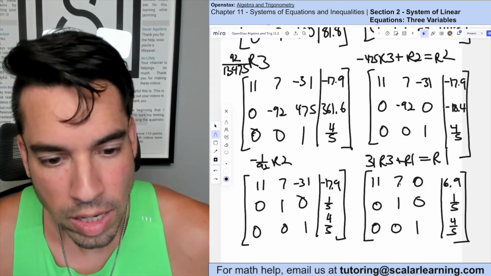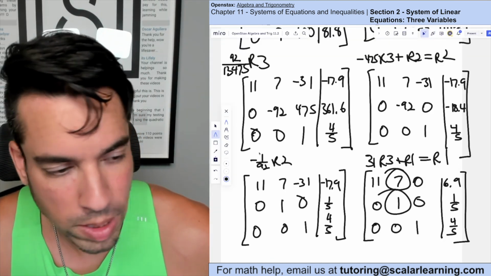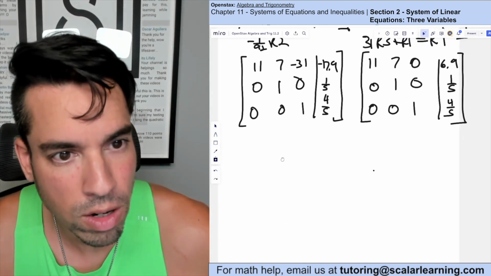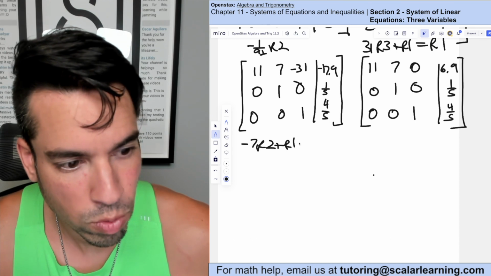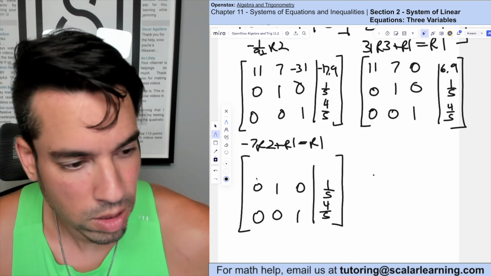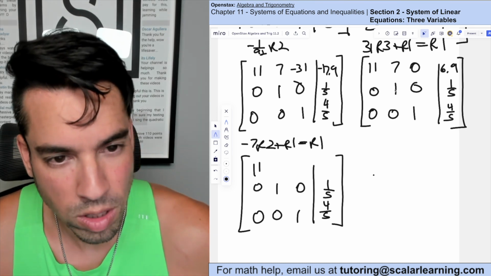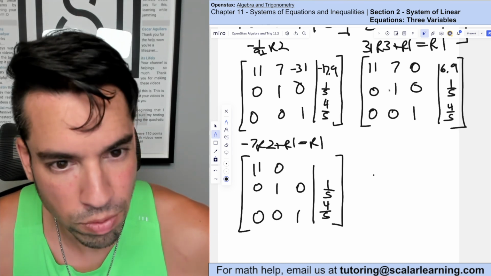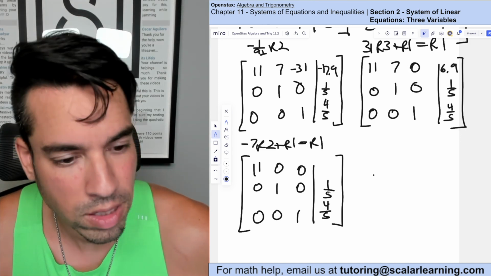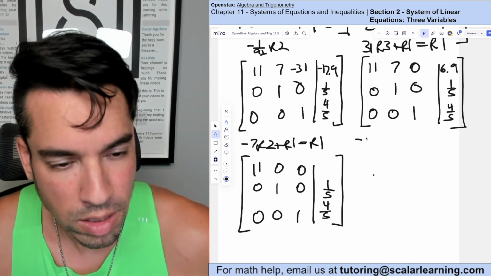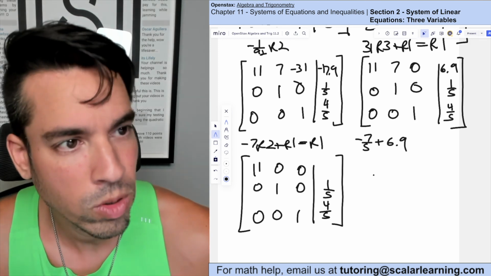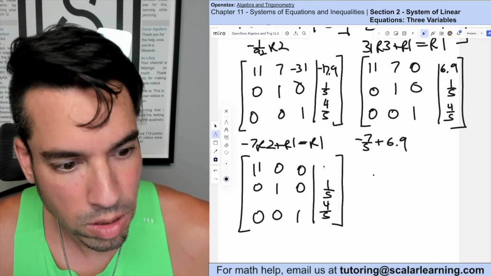Let's write that out. Next, we're going to flip this to 0. So I'm going to multiply row 2 by -7 and add it to row 1. Let's write that out now. So -7 times row 2 plus row 1 to give us a new row 1. So -7 times 0 plus 11 is 11. -7 times 1 is -7 plus 7 is 0. Beautiful. And then that times 0 is 0 plus 0 is 0. And then -7 times 1/5 is -7/5 plus that 6.9. Let's do that in Desmos. And we get 5.5. So this is 5.5.